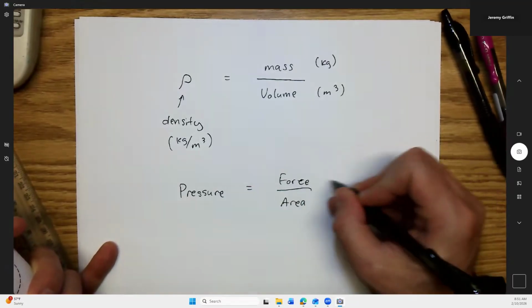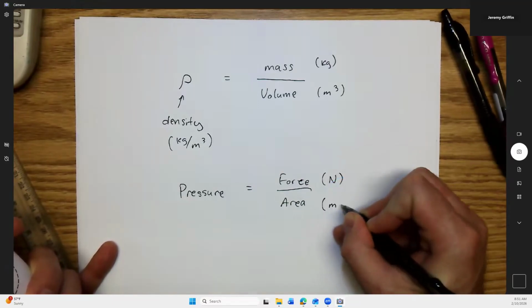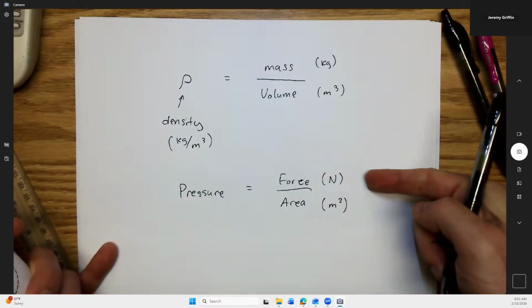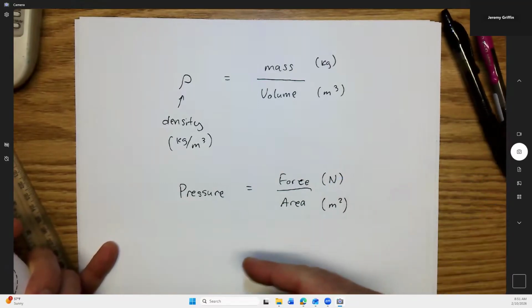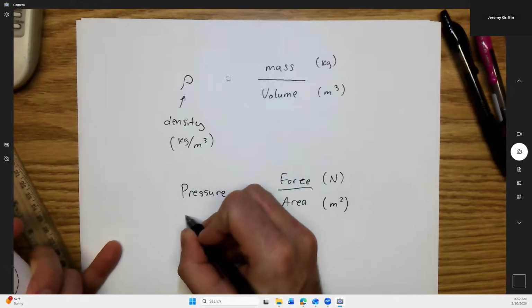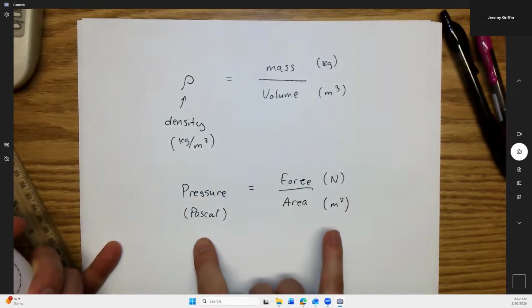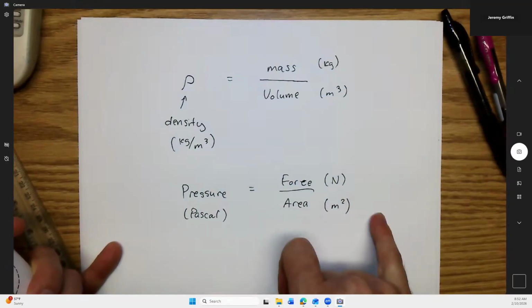Force could be in newtons, of course, and area could be in square meters. If you have 1 Newton acting on 1 square meter, that's also called 1 what? It starts with the P. Pascal. Isn't one Pascal 1 Newton per square meter?